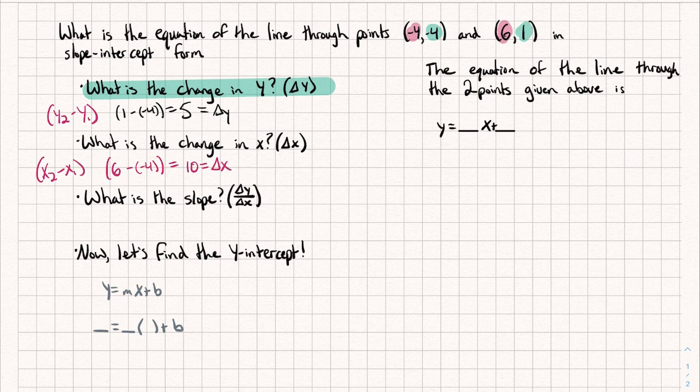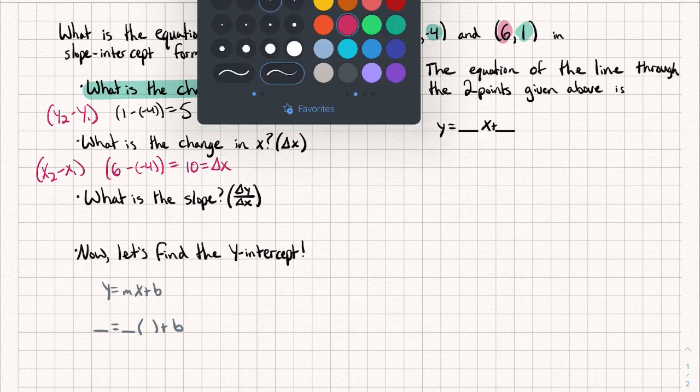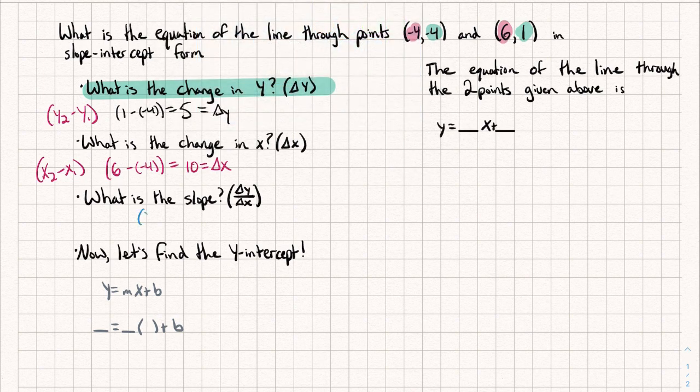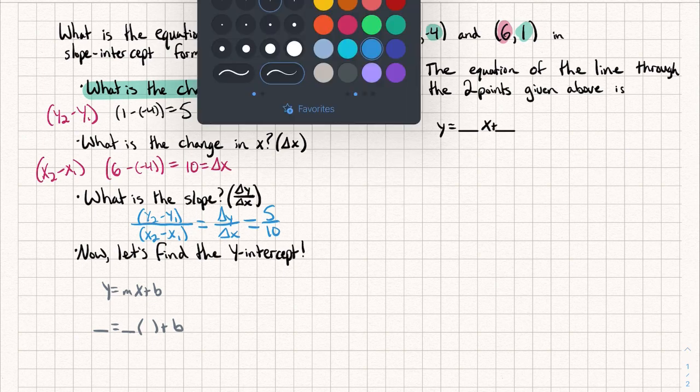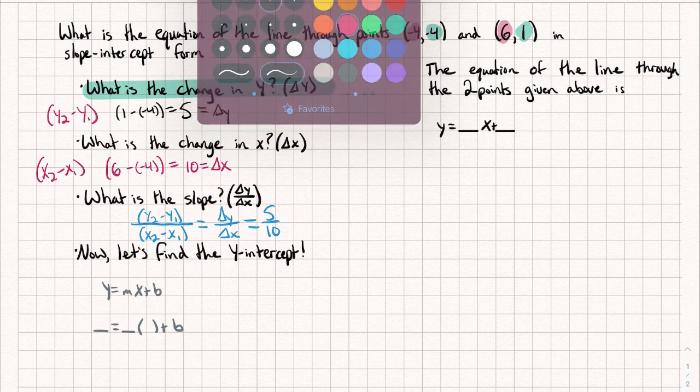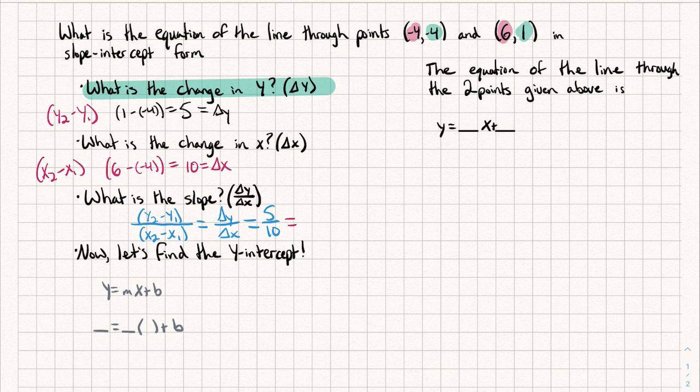So our slope is our delta y over delta x. To show that another way, when we do y2 minus y1 over x2 minus x1, that's equal to our delta y over delta x. In this specific problem, our delta y is 5 and our delta x is 10. Now, you can leave it as 5 over 10, but if we want to write it in simplest form, 5 over 10 simplifies to 1/2. So our slope is 1/2.